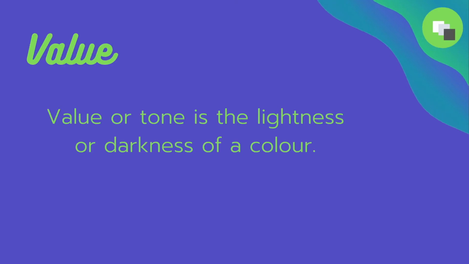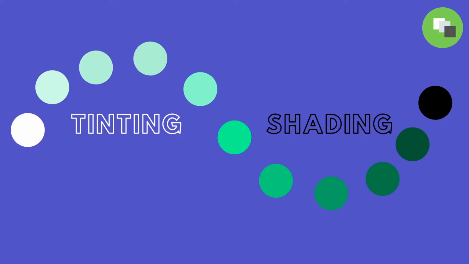Let's talk about value. Value is the lightness or the darkness of a color or hue. A shade is a hue produced by adding black. When we use a color and add black, the value of the color or hue gets darker. A tint is a hue produced by adding white. The value of the color gets lighter.